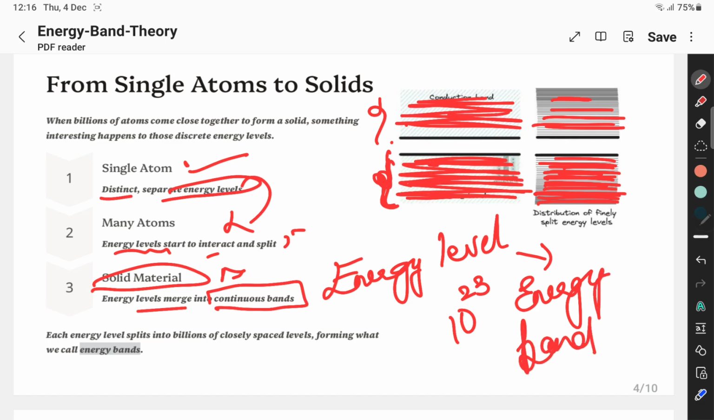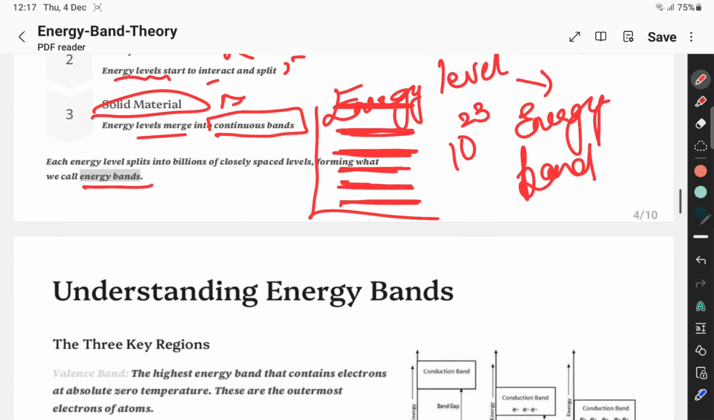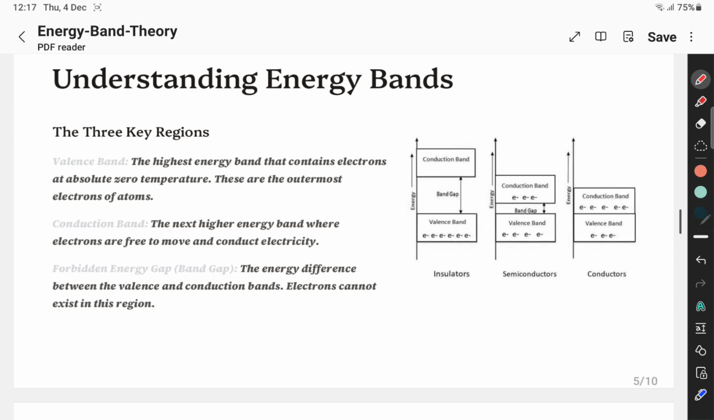So these are such energy bands. It can have energy band number 1, 2, 3. There can be so many energy bands like this. So we can say each energy level splits into billions of closely spaced levels, forming what we call energy bands. Now, understanding the energy bands in detail.